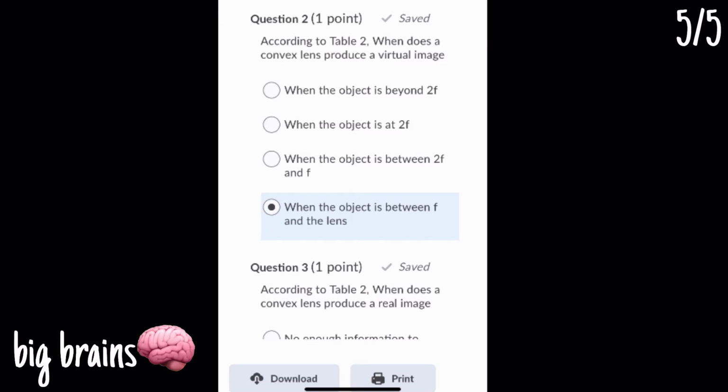According to table 2, when does a convex lens produce a virtual image? When the object is between F and the lens. I'm pretty sure that is the only time it will ever produce a virtual image, but don't quote me on that. So when the object is between F and your lens, the convex lens is going to produce a virtual image, which is going to be upright and on the same side, I think.